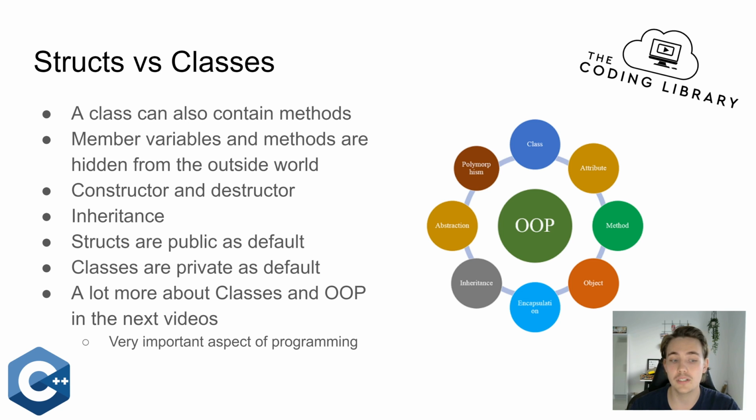Structs are public by default, so we can access them everywhere in a program, whereas classes are private by default. We can also set the member variables and methods in classes to public, so we can access them everywhere in our code.